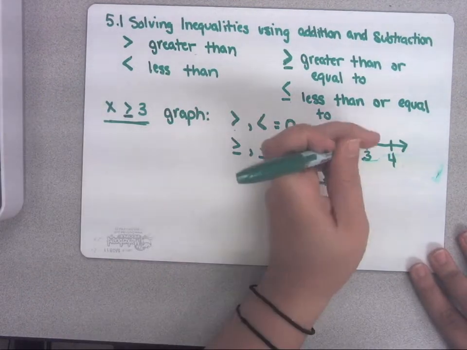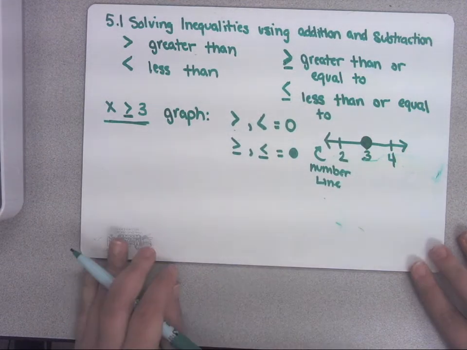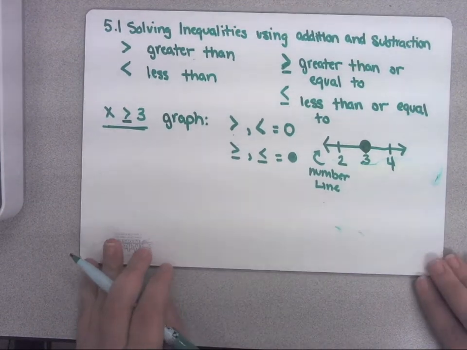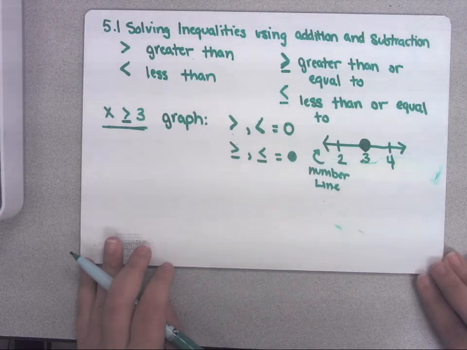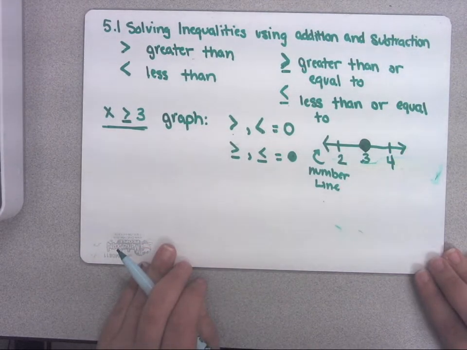So this is a closed dot. So right here, I always make it big enough so Josiah can see, because he squints all the time. So look at that. Look at that big old circle.